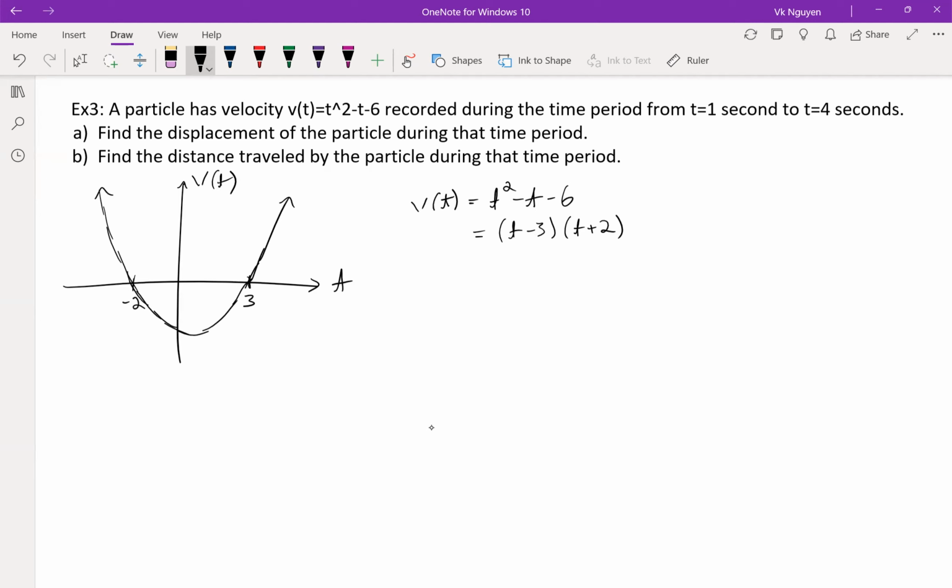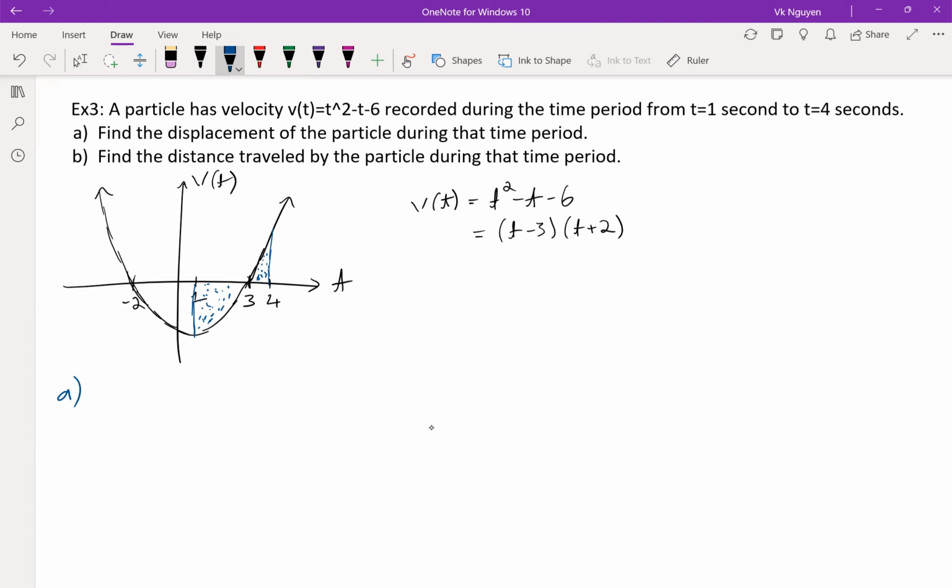We want the time from t equals 1 to t equals 4. Somewhere it has 1 and 4. If you take a look, then yes, one area is below the t-axis, the other one is above the t-axis. Now we can do A, because we have the graph.